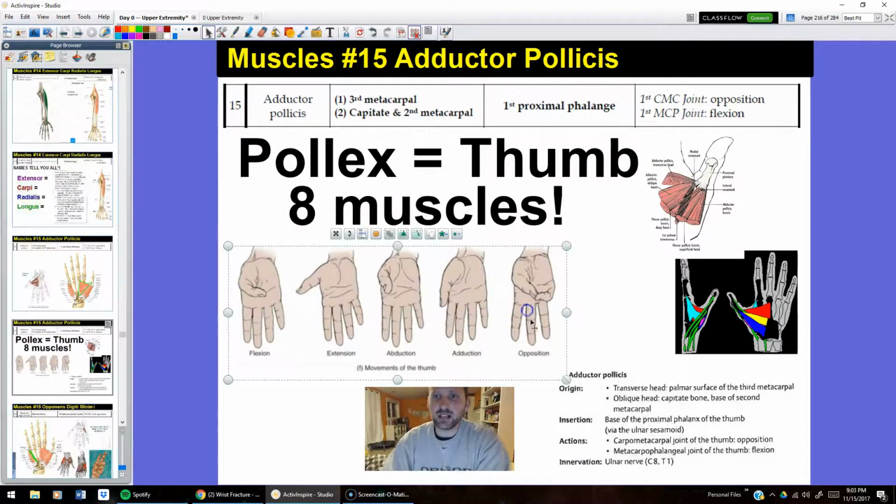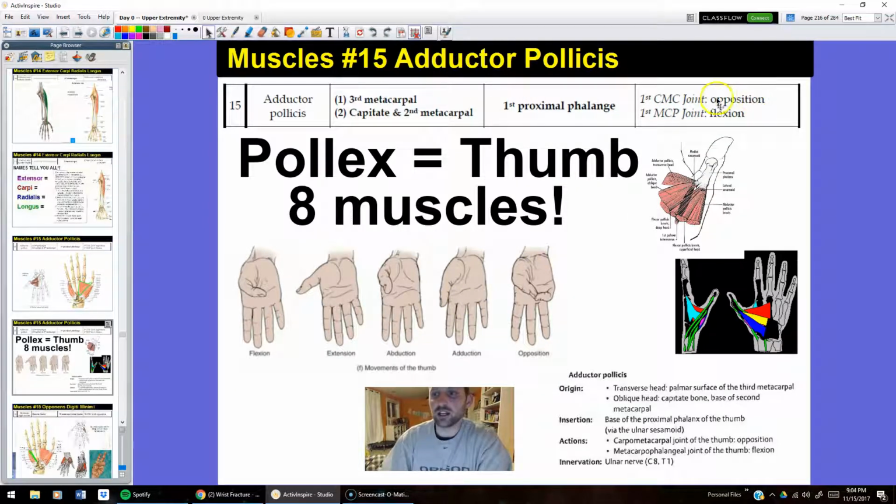This particular muscle, guys, does, I would say, 3 functions. I would add one to your muscle key. The first thing it does is it produces opposition of your carpometacarpal joint. So that helps oppose that section. Since it's inserted on the base of this first proximal phalange, it also produces flexion of that first metacarpophalangeal joint, that MCP joint. And yes, it does adduction too.